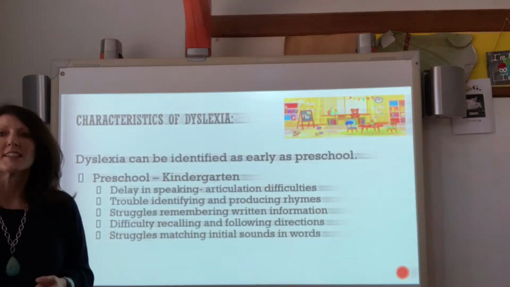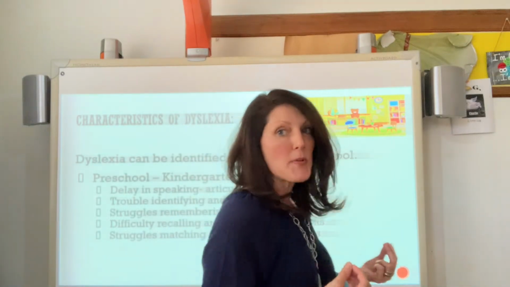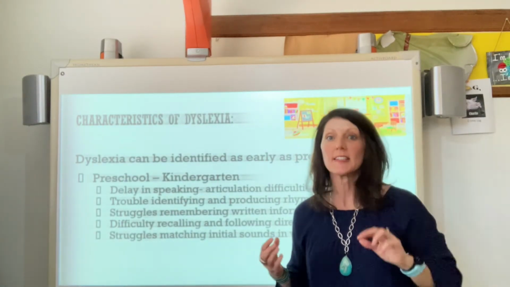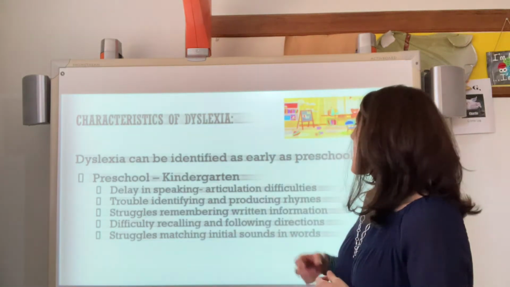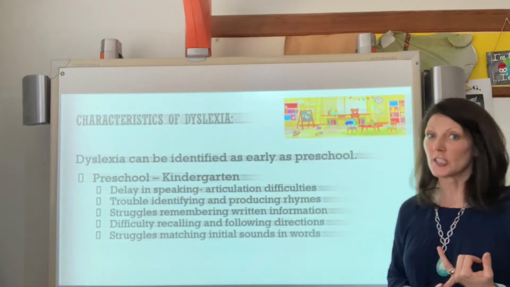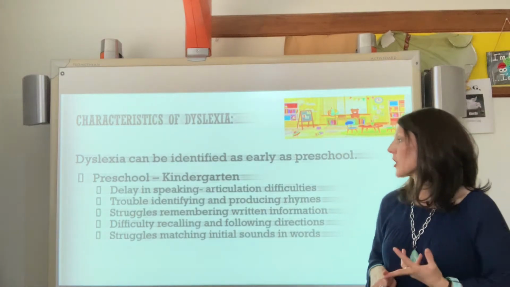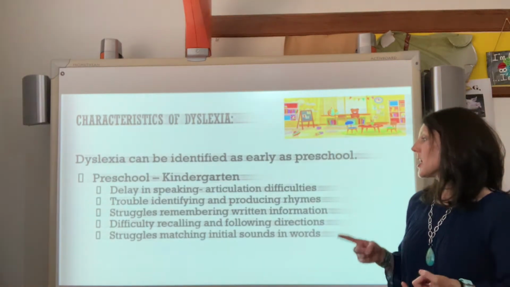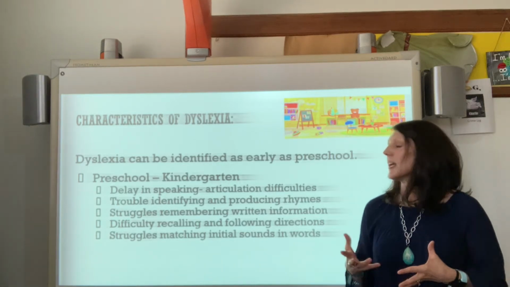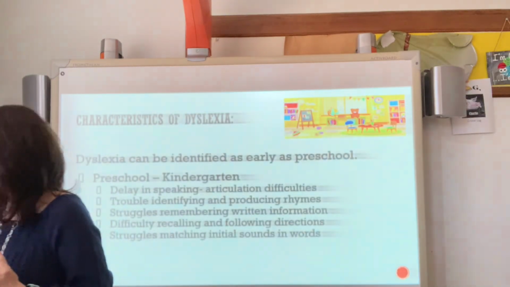Okay, so that brings us to characteristics of dyslexia. Dyslexia can be recognized as early as preschool. There are signs to watch for, and they are a delay in speaking, articulation difficulties, trouble identifying and producing rhymes, struggles remembering written information, difficulty recalling and following directions, and struggles matching initial sounds and words.